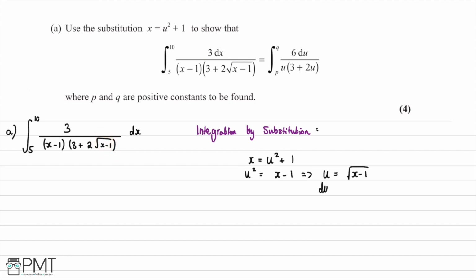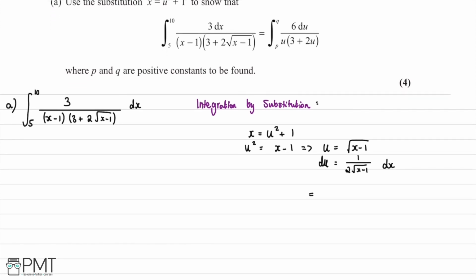So therefore we have that du is going to be equal to this term differentiated. So we know that that is going to be equal to 1 divided by 2 lots of the square root of x minus 1, and this is with respect to x we've differentiated. So therefore we'll rearrange this to find dx. So dx is going to be equal to 2 lots of the square root of x minus 1 multiplied by du. So that's good.